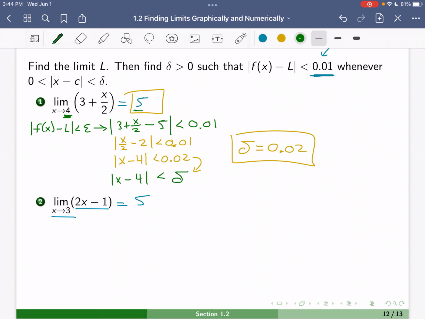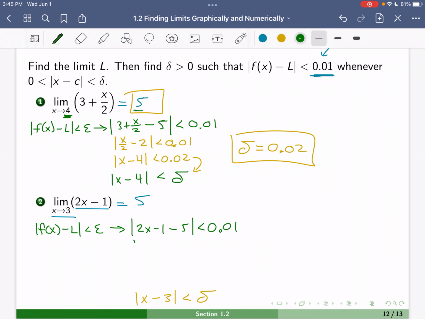And we are going to start with the absolute value of f of x minus L is less than epsilon. So in this problem, our function is 2x minus 1. Our value of L is, again, 5. Is less than our value of epsilon, still 0.01. We want to go through a series of steps, so we have x minus 3 is less than some value delta.